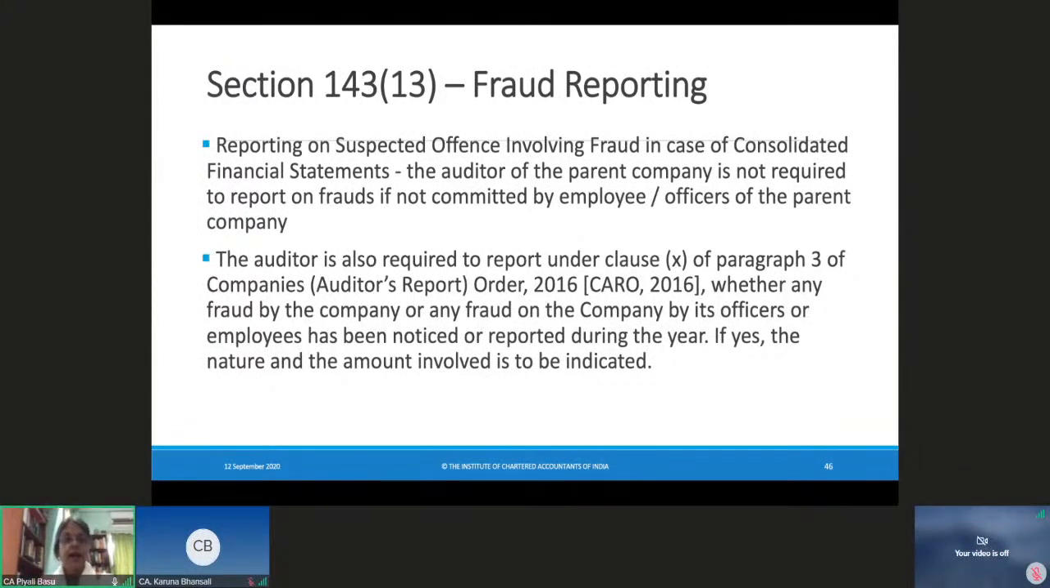I explained this. The auditor is required to report under the CARO report, under clause 10, whether any fraud has been committed. So we have to be very careful about all this. The requirement is quite many: whether any fraud by the company or any fraud on the company by its officers or employees has been noticed or reported during the year. If yes, the nature and amount of the fraud involved is to be indicated. So that's what we should be doing.